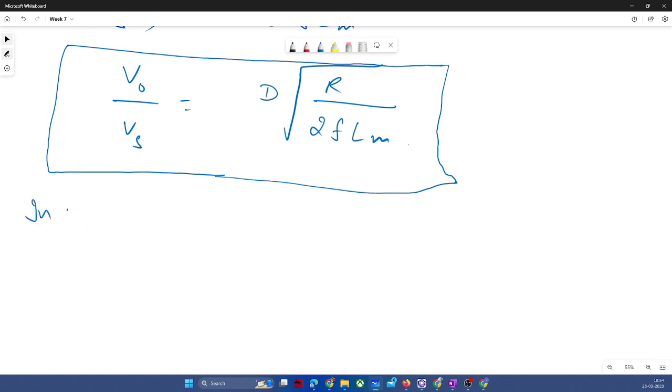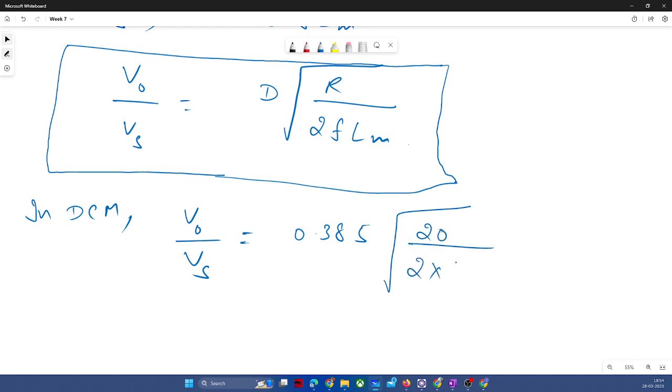So in DCM, V naught by Vs, we have all the values. D was 0.385, R was 20, 2 into F, frequency was 40 kilohertz as far as I remember, and L_M was given as 500 microhenry. So as we can see, just the value of R has changed from CCM to DCM. So this R value is less in case of CCM.